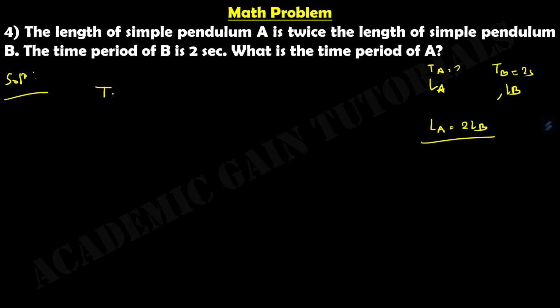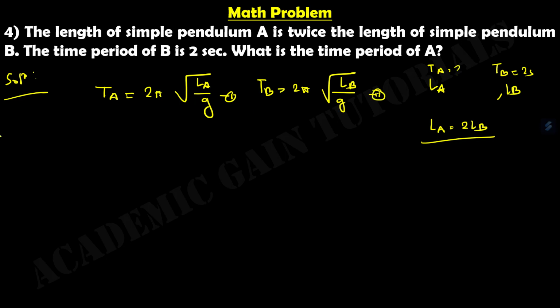First of all, what will be the equation of time period for a simple pendulum? It is 2 pi root over L by g. This is for simple pendulum A, and this will be for simple pendulum B. So this is equation 1 and this is equation 2. If I divide equation 1 by equation 2, then I get T of A by T of B equals root over L of A by L of B.